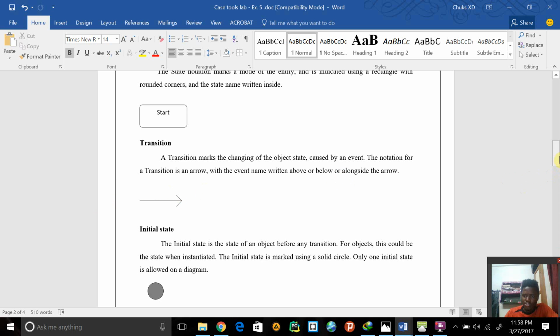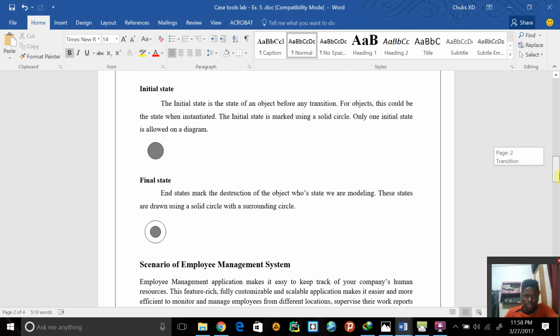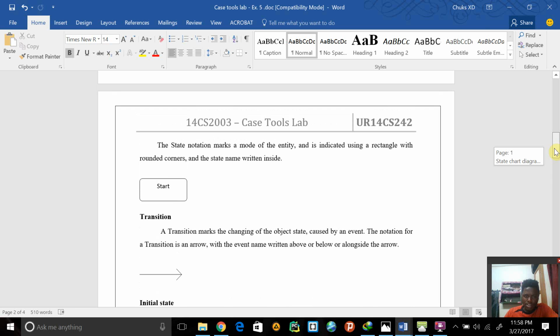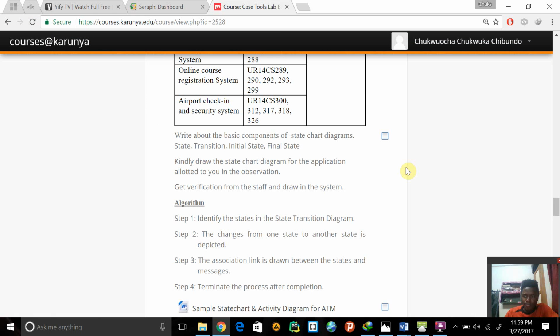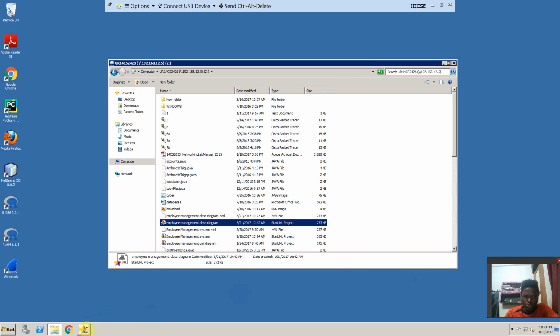Then we have the initial state, which is a solid circle, and then the final state, which is a solid circle inside a surrounding circle. So those are the components of a state chart diagram. Now our state chart diagram is for the employee management system, so let's move on to that.